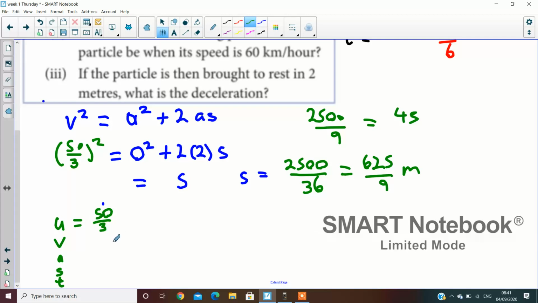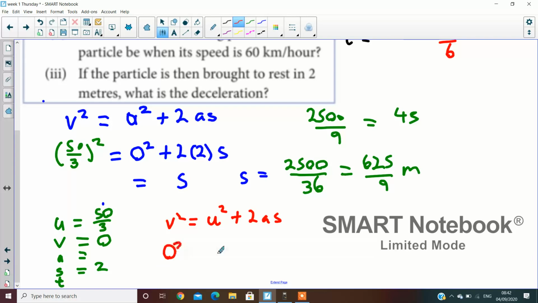Okay, in the next question, you start off at 60 kilometers an hour, which is 50 over 3. Your final velocity is 0 because it brings you to rest. Your s value is 2 meters. Your job is to find out your a value. My suggestion for this question would be v squared equals u squared plus 2as. You have 3 out of the 4 symbols, and you should be able to complete that quite quickly.